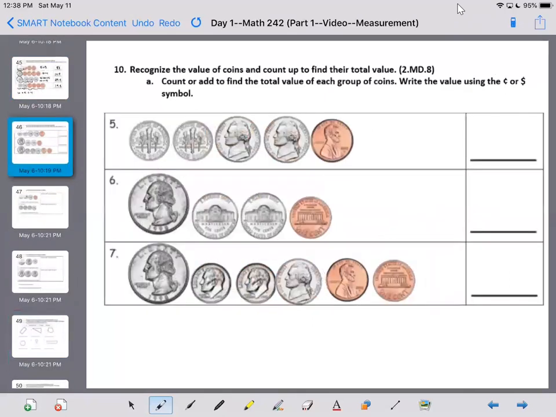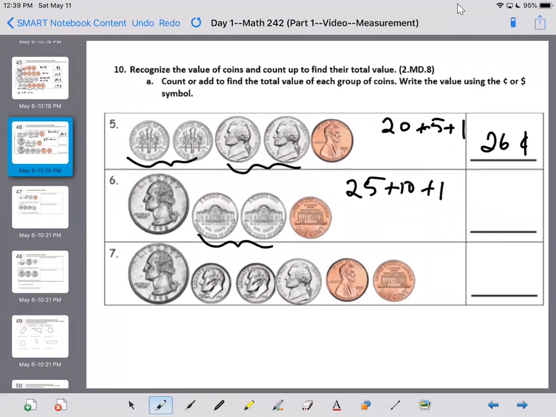This is one where you recognize the value of each of the coins and then just a continuation of that. And so here I've got 20 and 5 and 1. So we'd have 26 cents. Trying to combine as much as you can is great. This is 25, and then this is 10, and this is 1. So now you're thinking 25 and 10, and this is a big key to having students be fluent with 10 more, 10 less. And so 25 plus 10 would be 35 plus 1, so we're at 36 cents.